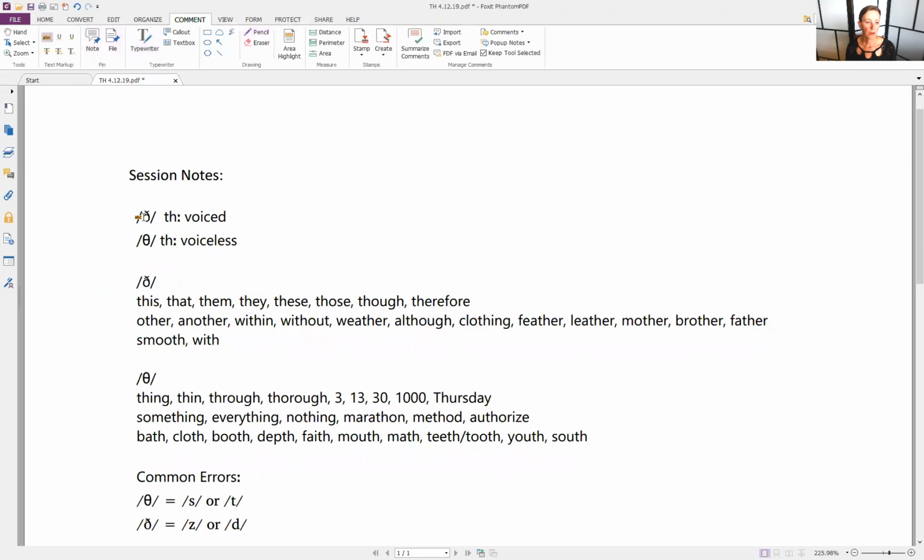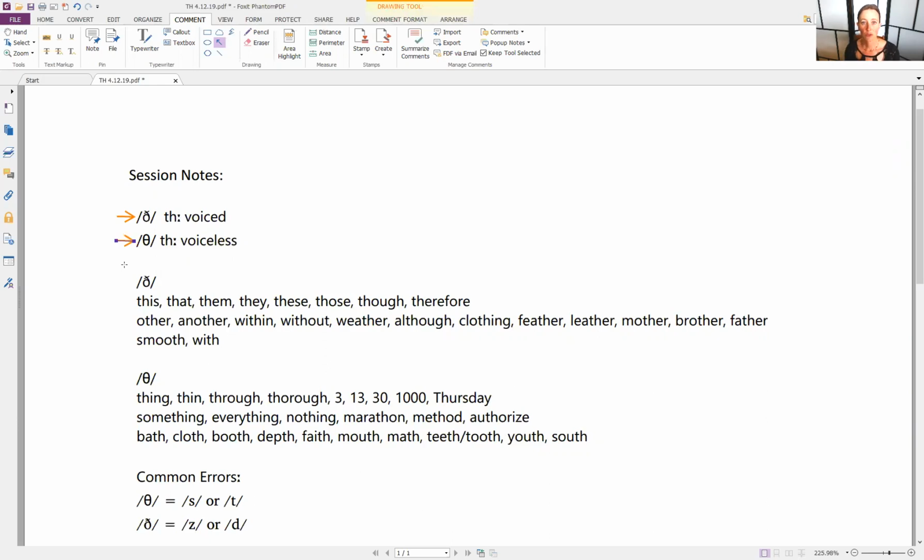This symbol right here is a voiced TH. We spell it with the TH letters, but it's voice on. Everything here is buzzing because my vocal folds are vibrating. This sound here, we also spell with the TH letters, so it looks exactly the same in spelling, but it's voiceless. Nothing, really quiet, no vocal vibration.